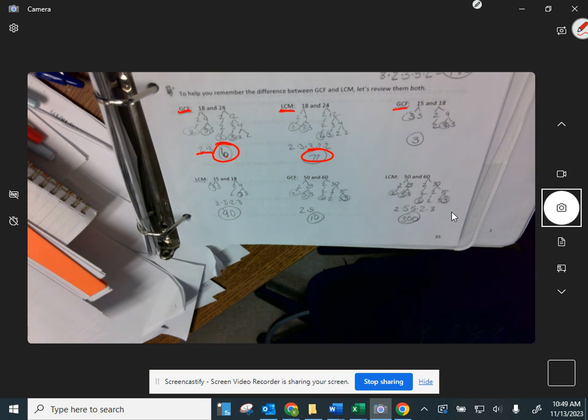15 and 18, the greatest common factor is 3. The least common multiple would be 90. Then we have 50 and 60. The greatest common factor is 10. Least common multiple is 300.